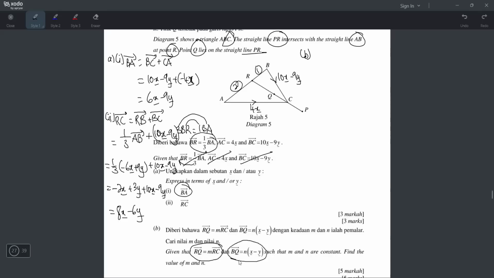And then BQ is NX minus Y, such that M and N are constant. Find the value of M and N. Kalau ikut cara saya ajar saya punya student, I will teach them like this. For vector question, kalau dia suruh cari MN, you try to make MN into one equation. Faham maksud saya? It means you try to jadikan MN tu bentuk satu equation yang ada MN, make M and N gabung dalam satu persamaan.